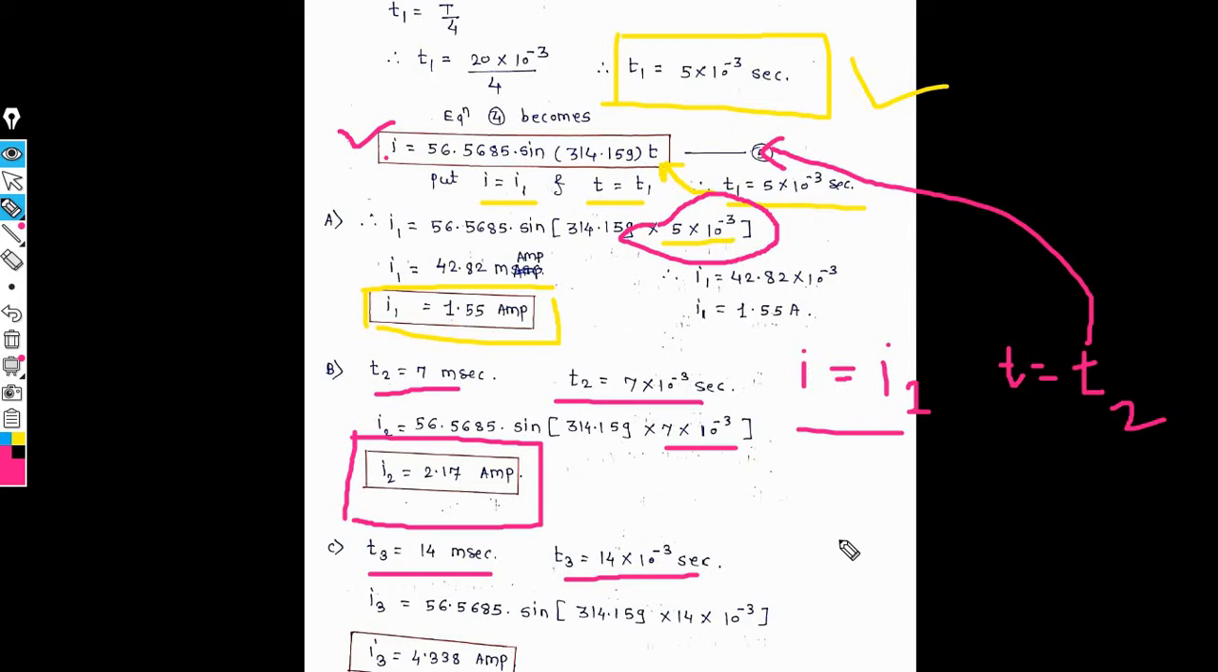Then put I is equal to I3 and T is equal to T3. Then I3 is equal to 56.5685 sin into 314.159, then this is the time T3. Let's put T is equal to T3. Then the obtained current I3 is 4.33 ampere. That means this is the current I3.